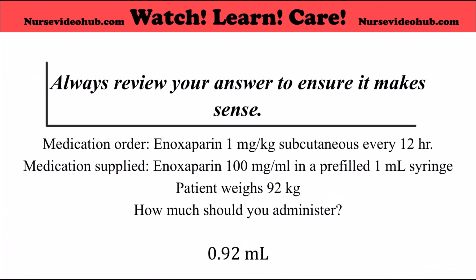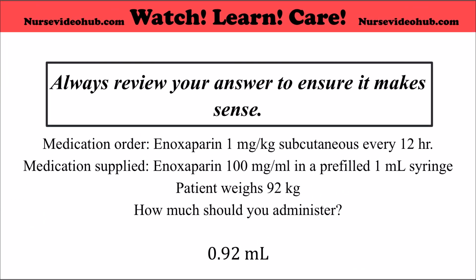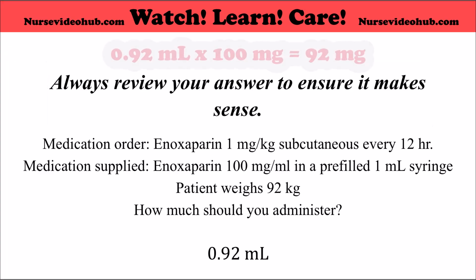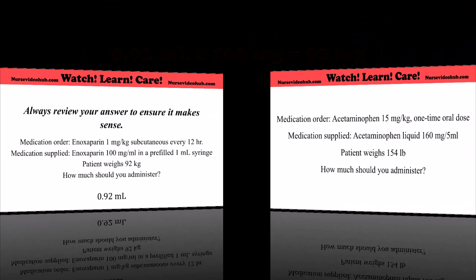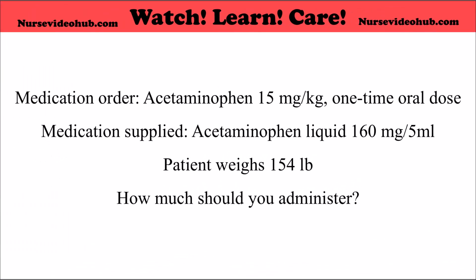Always review your answer to ensure it makes sense. The reverse method is to multiply the amount to be administered, 0.92 milliliters, by the concentration available, 100 milligrams, which equals the prescribed dosage, 92 milligrams. Now let's calculate a more complicated weight-based order with a conversion.